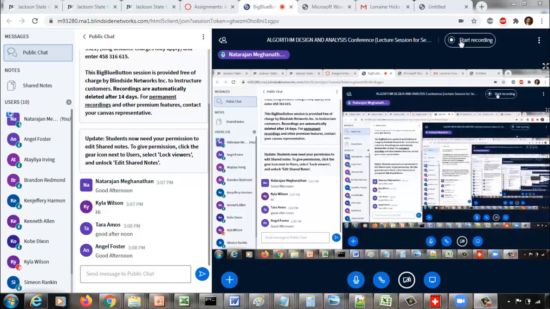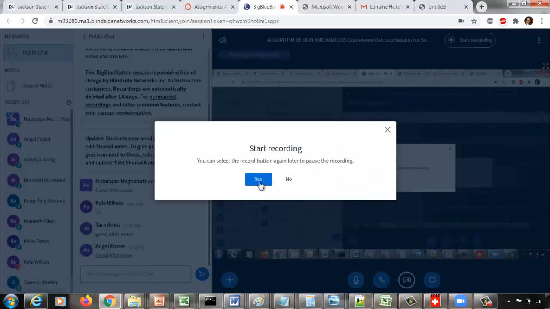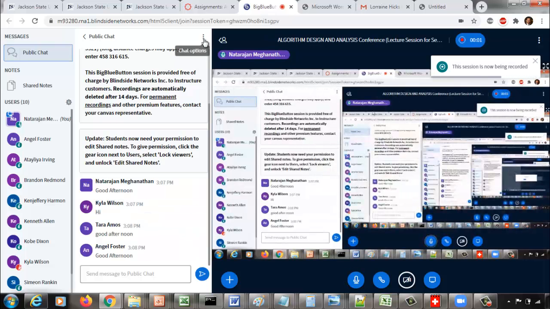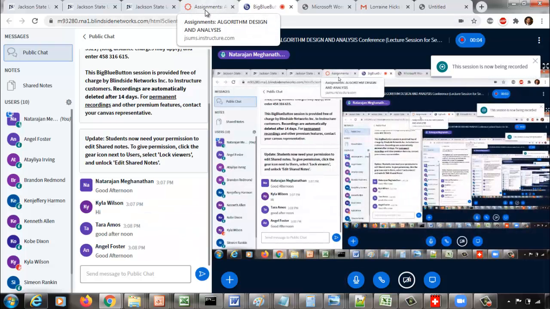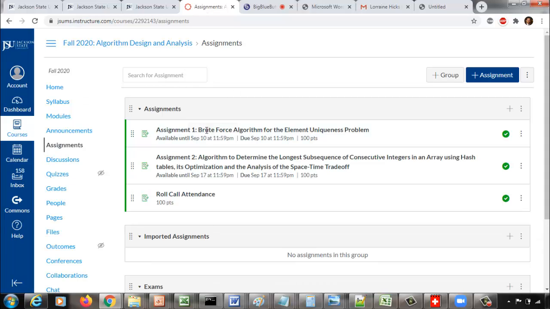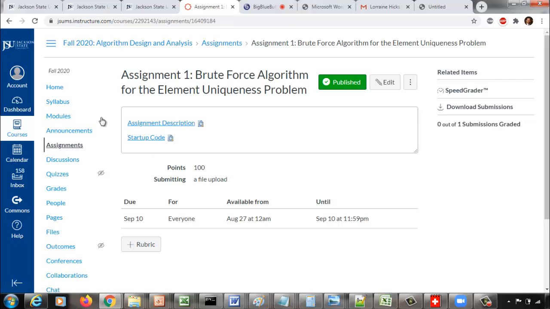Okay, so I posted a kind of startup code for assignment 1 in Canvas, and you should be able to download and access it. So you can focus on implementing that function to check for element uniqueness, and you run the code several trials as mentioned in the assignment, and tabulate the result as well as plot the result in Excel and interpret the result.